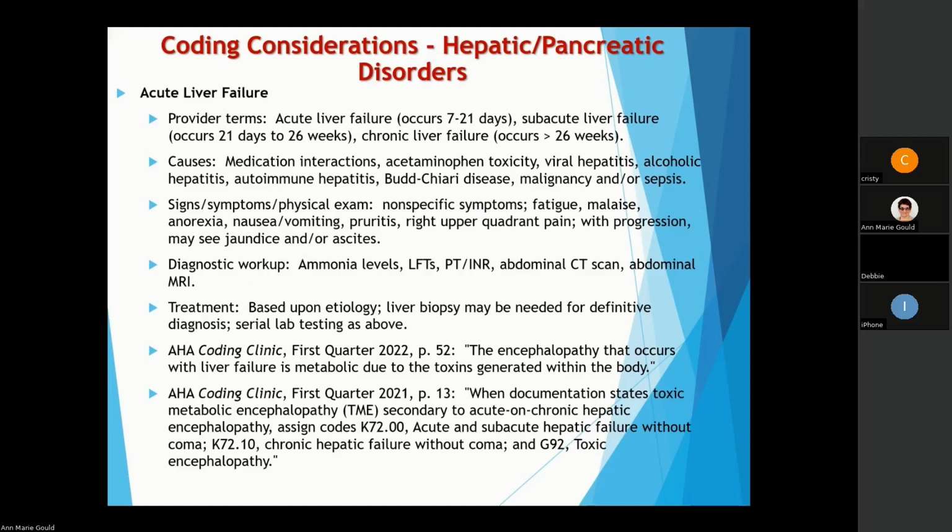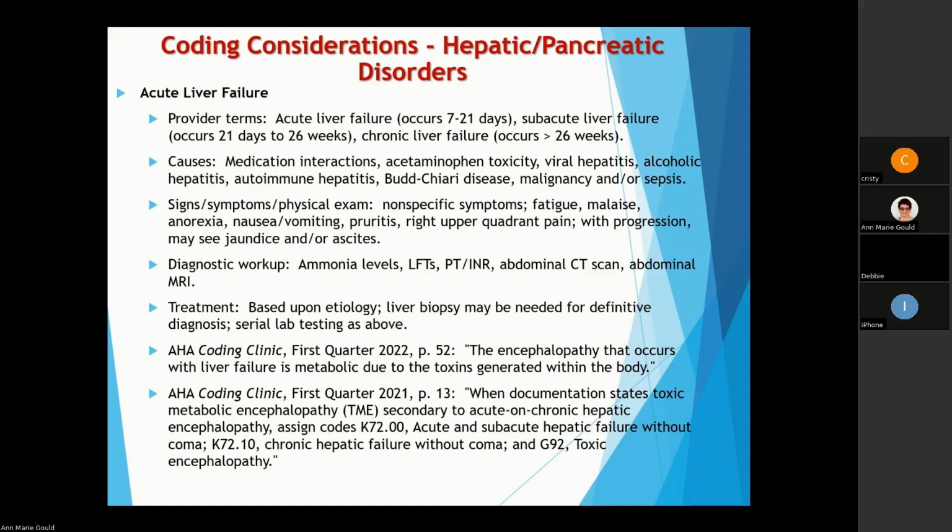The other Coding Clinic, first quarter 2021, page 13, states, when documentation states toxic metabolic encephalopathy secondary to acute on chronic hepatic encephalopathy, you assign codes K72.00, which is acute and subacute hepatic failure without coma, and K72.10, chronic hepatic failure without coma, as well as G92, which is your toxic encephalopathy. So you're capturing your acute, your chronic liver failure, as well as your toxic encephalopathy for those particular patients.